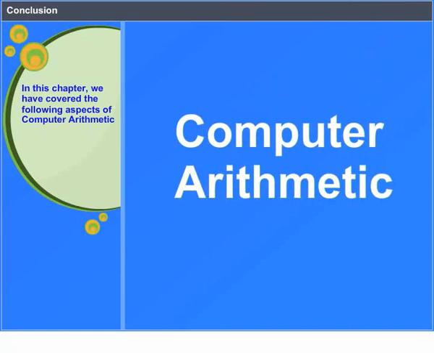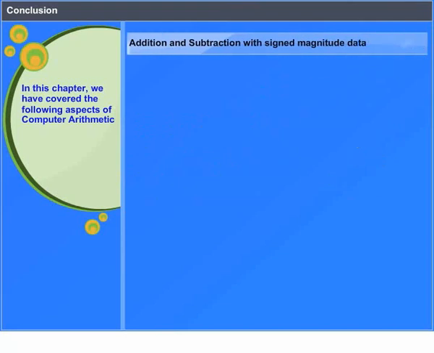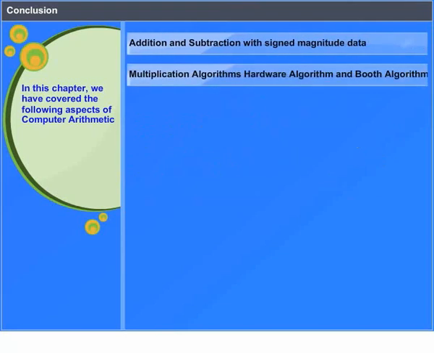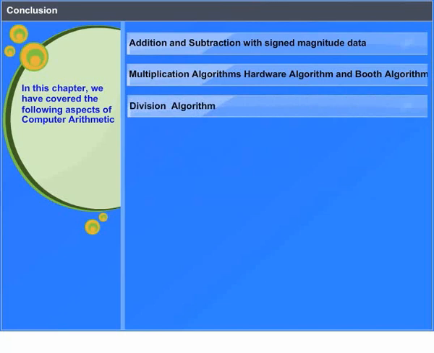Conclusion. In this chapter, we have covered the following aspects of computer arithmetic: addition and subtraction with sign magnitude data, multiplication algorithms, hardware algorithm and Booth algorithm, division algorithm.